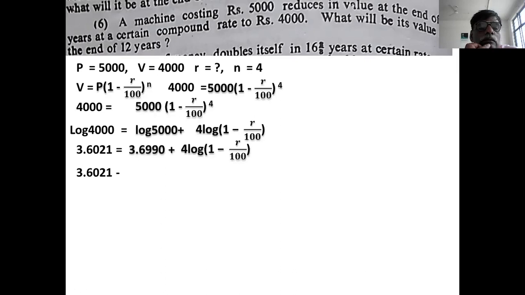Principal is 5,000, value is 4,000. R is not given in the first part. So R is question mark, N is 4. In the first stage, you calculate the rate. So if you apply this equation, then these are the steps. You see these steps and solve this. Up to this stage, you solve it, no problem.